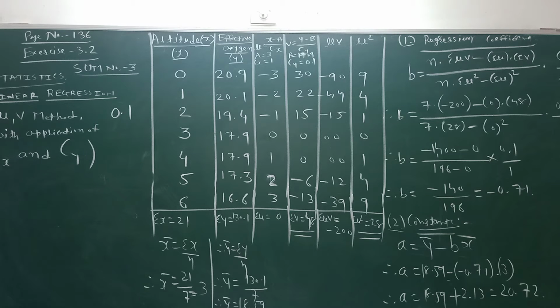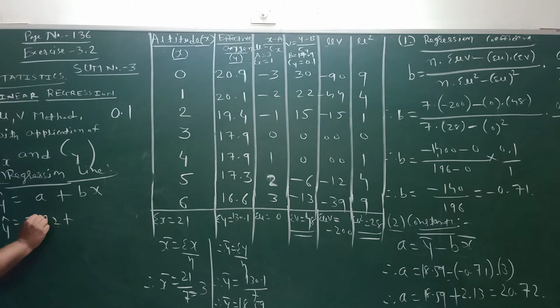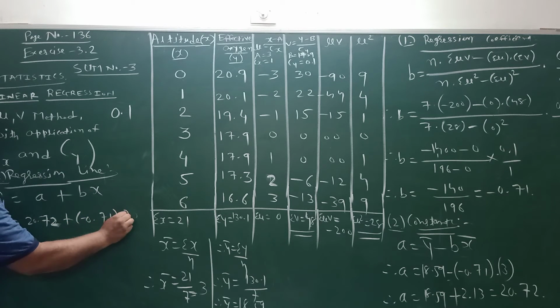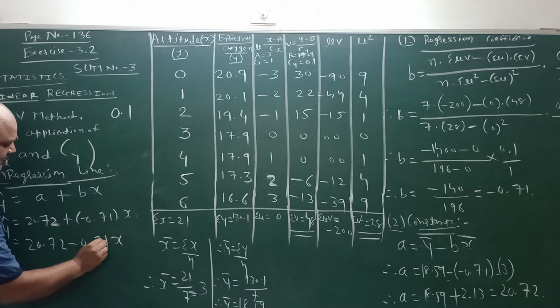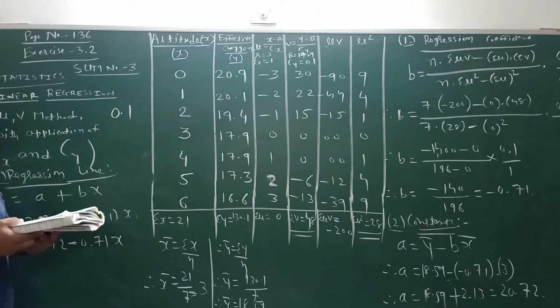Regression line, the formula is y cap equals a plus bx. a is 20.72, plus b is minus 0.71 into x. So y cap is equal to 20.72 minus 0.71 x. Here is the regression line.